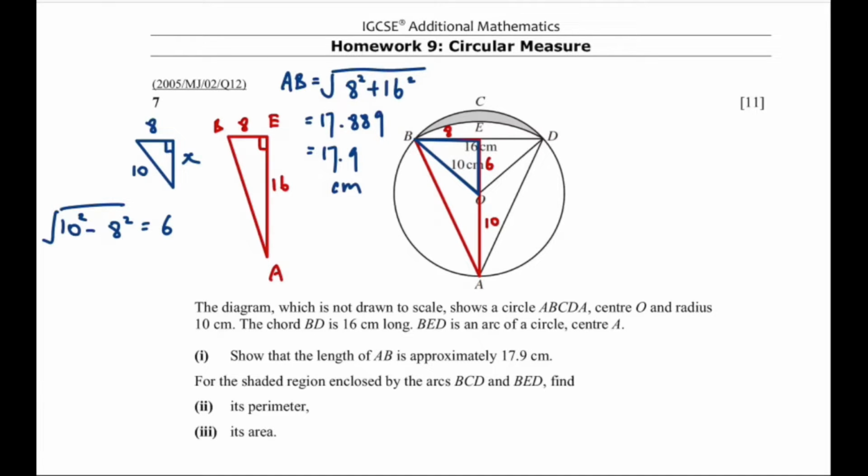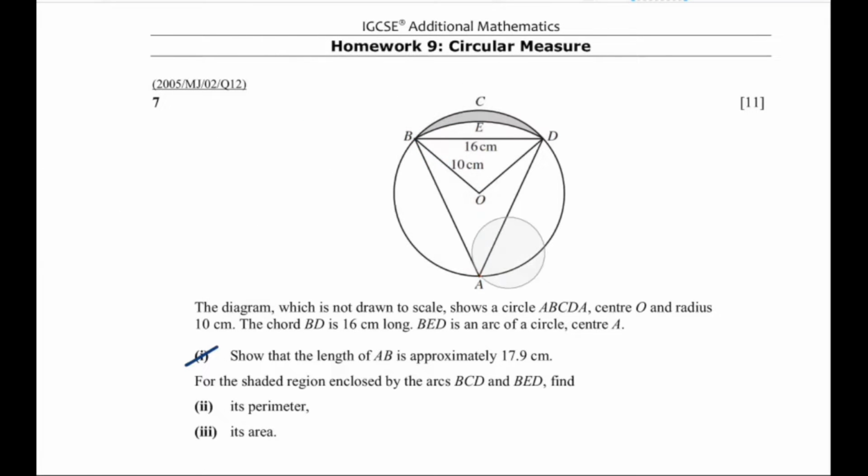Make sure you draw a smaller right angle triangle, then from there you can form a bigger right angle triangle. So that is for question 1. Let's have a look at question 2. Okay, question 2, this is the shaded region.